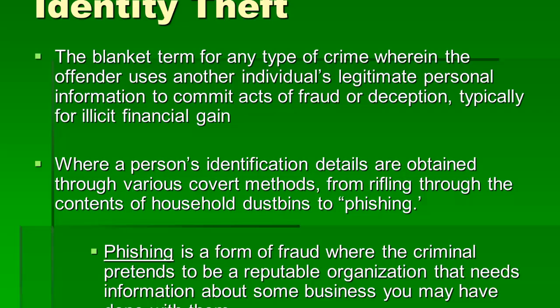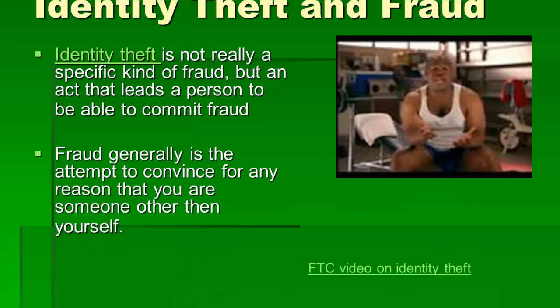Identity theft is a blanket term for any type of crime wherein the offender uses another individual's legitimate personal information to commit acts of fraud or deception, typically for illicit financial gain. A person's identification details are obtained through various covert means, from rifling through the contents of household dustbins to phishing. Phishing is a form of fraud where the criminal pretends to be a reputable organization that needs information about some business you may have done with them, usually using email. When you answer the email and give them your personal information, then they can use it for fraudulent purposes. There's been a series of ads on identity theft done by some credit card companies. Identity theft is an act that makes it possible for a person to commit fraud using your personal information.